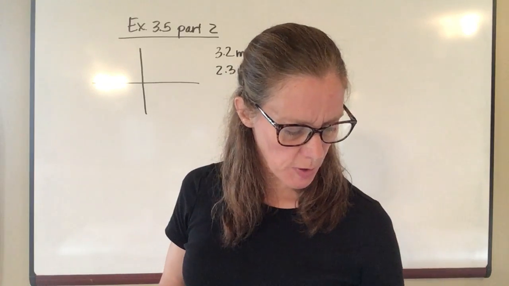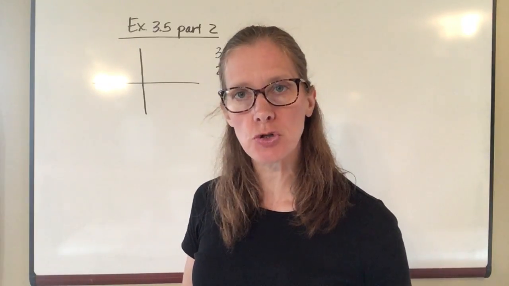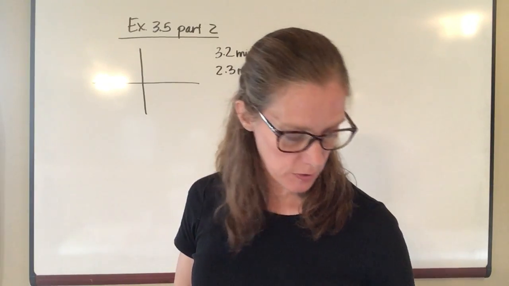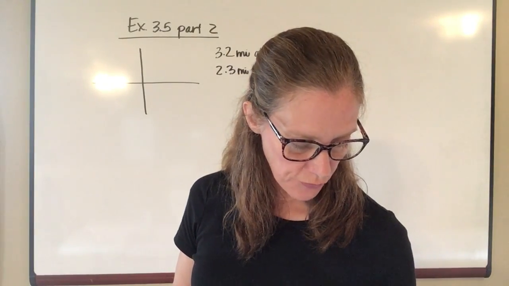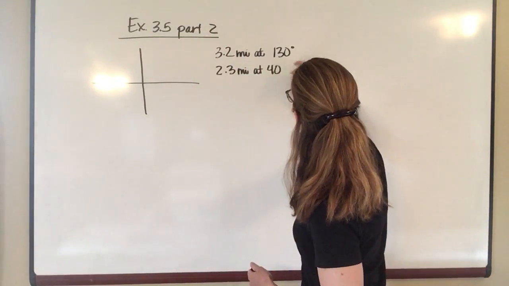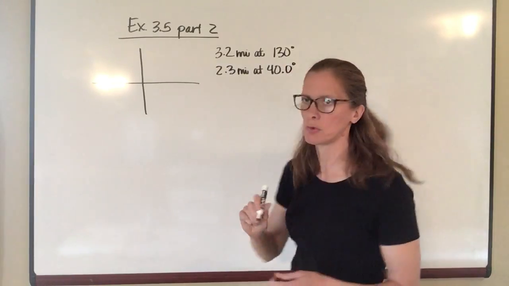It says, following the directions on a map, a Girl Scout walks 3.2 miles at 130 degrees. She then turns and walks 2.3 miles at 40 degrees. What is her final position relative to her starting point? And I didn't get the proper number of significant figures on there, so we'll fix that.